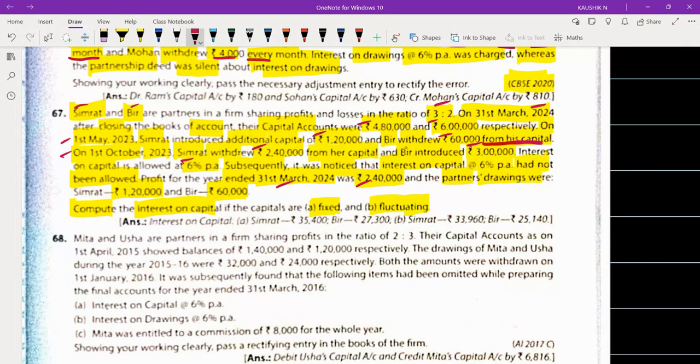So, what is the information given here? If you see, they have given you very clearly. Subsequently, it was noticed that interest on the capital at 6% per annum had not been allowed. Profit for the year is 2 lakh 40, and partners' drawings were rupees 1 lakh 20 and 60. Again, there is some drawings. What is this drawings then refers to?